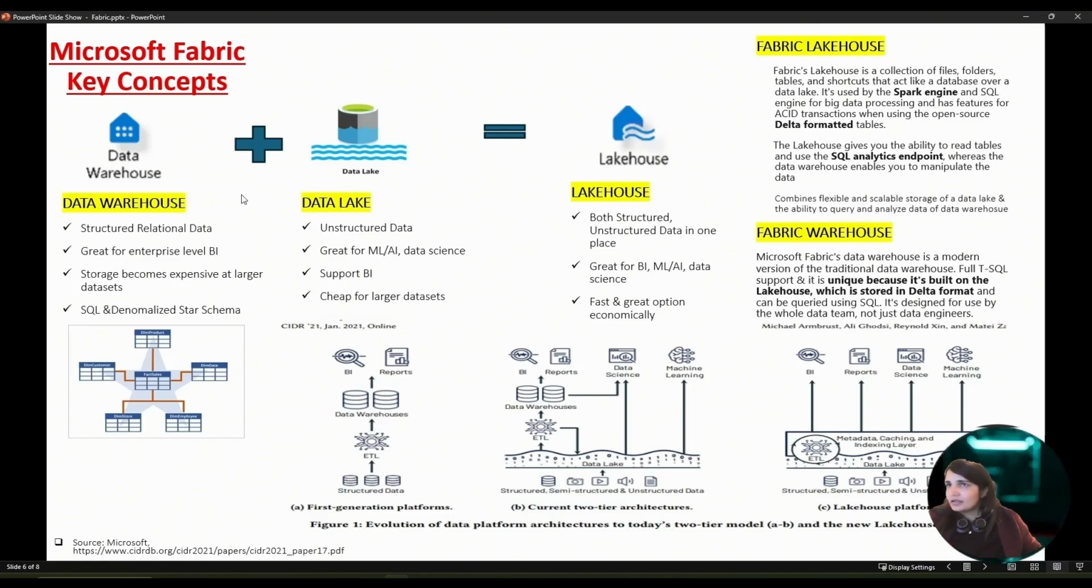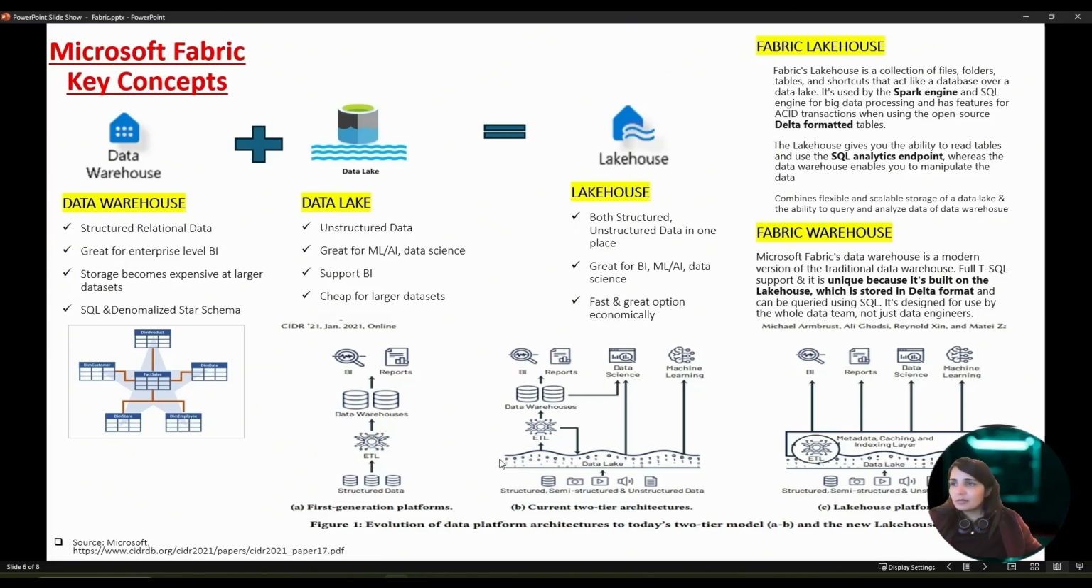Here I have this diagram from a paper by Lee Godsey, who is a founder of Databricks, published in 2021. This clearly summarizes the evolution of the data platform architecture from the two-tier model to the new Lakehouse model. Earlier, there used to be structured data, so people used to do ETL using SSIS or other forms, and then build a data warehouse on top of that and have reports.